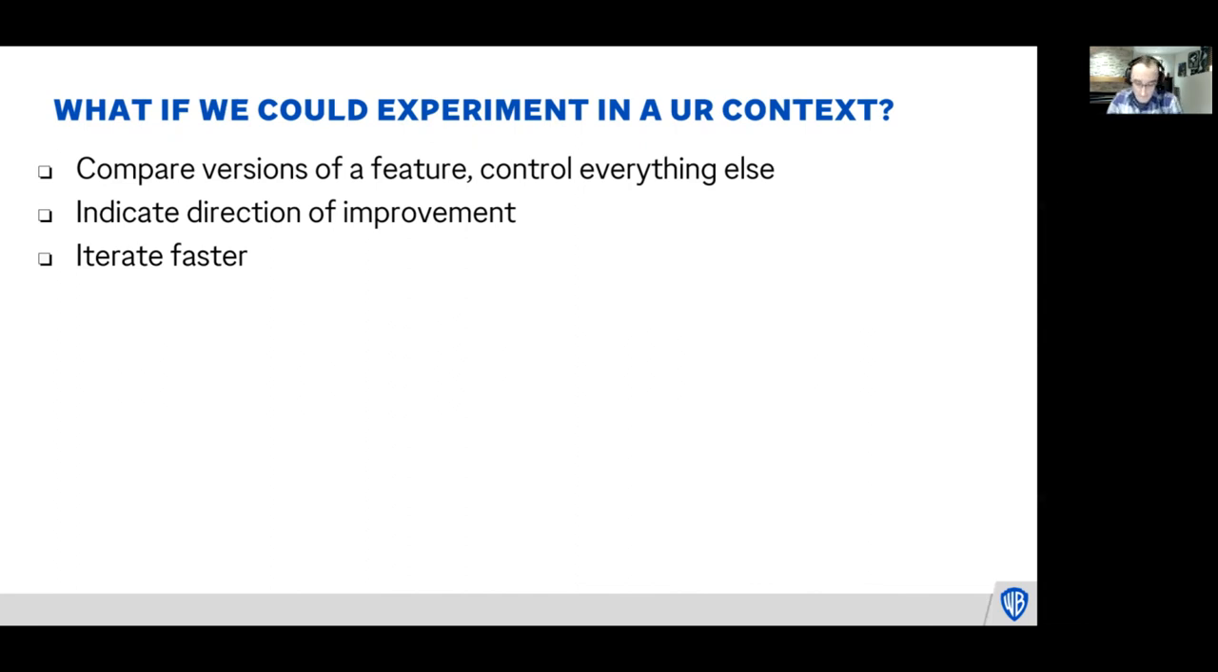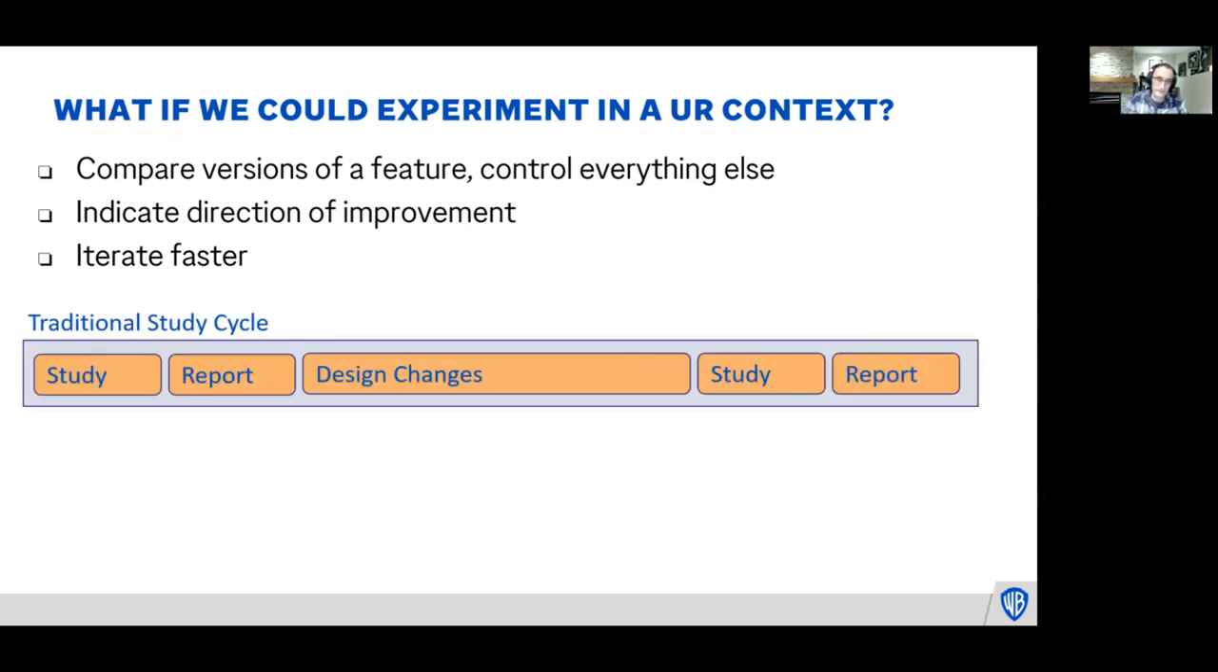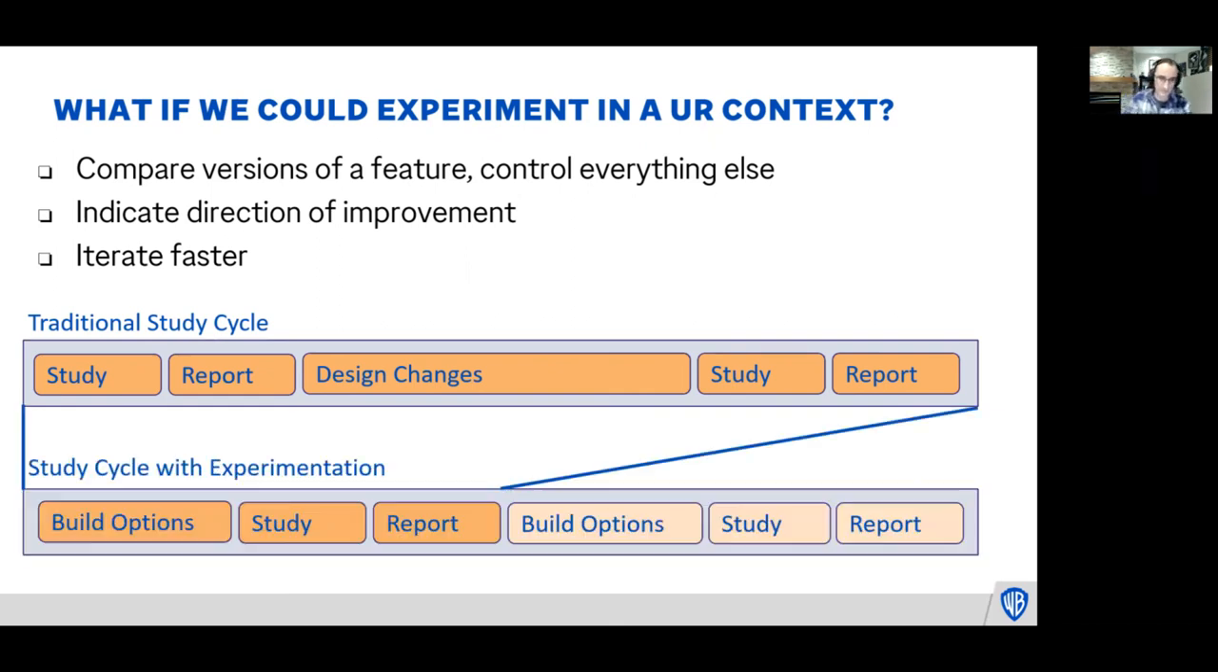We can iterate faster. What I mean by that is, if we take the traditional cycle, right? Run a study, report, find some things that we want to fix, design the changes, produce a build, et cetera, run another study. This takes time, the game evolves, and you get your insights after having run. You get the confirmation that you fixed the thing you wanted to after two studies. Hopefully, there's no possibility that you didn't fix the thing you were looking for.